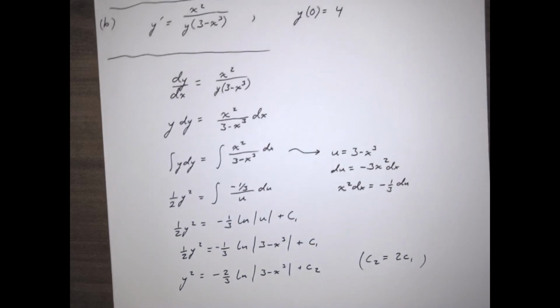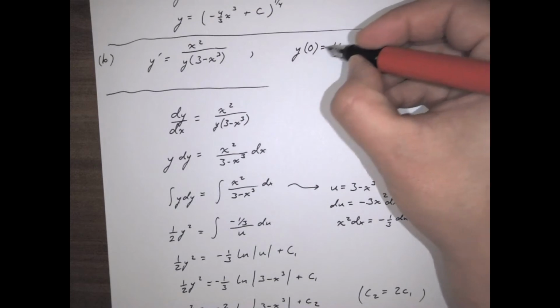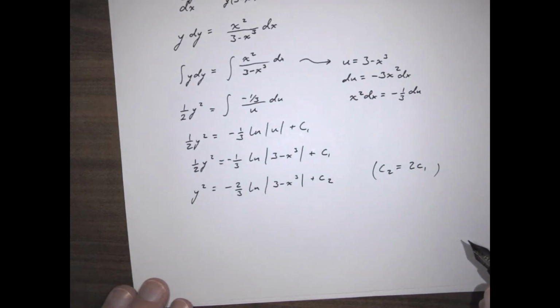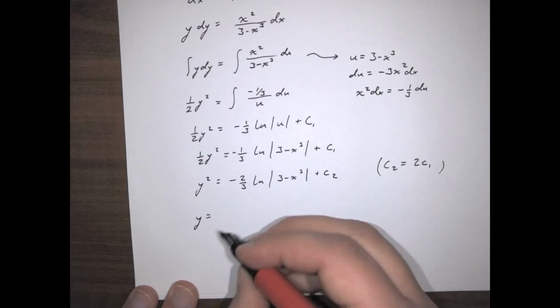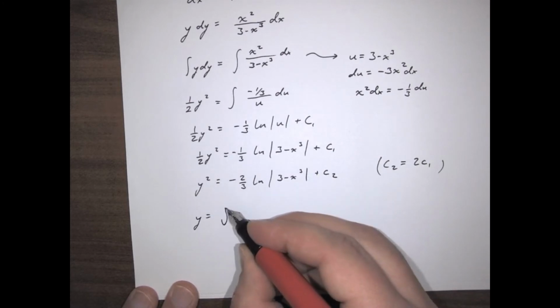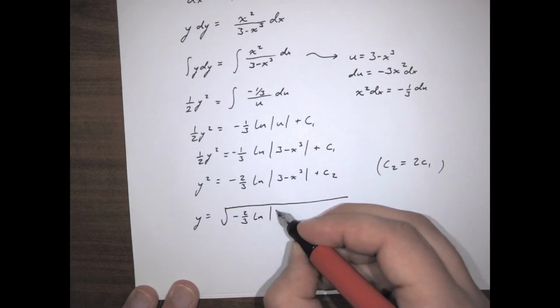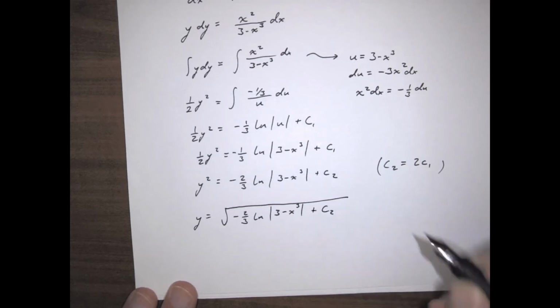Oh, by the way, at this point, I think let me check this. I think that might need to be a negative. I made a modification to a pre-existing example, and I might have set myself up for failure by making something impossible. We'll see if I need to adjust that. No, actually, it should be fine. Okay. So then, y equals the square root of negative 2 thirds natural log of the absolute value of 3 minus x to the third, plus the mystery constant c2.